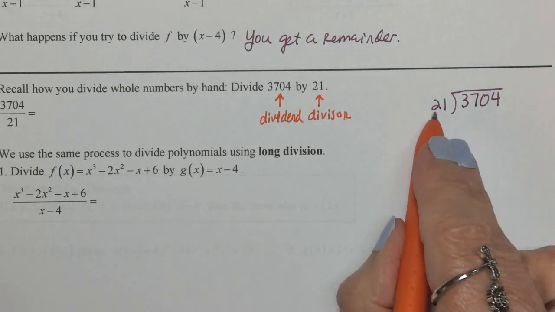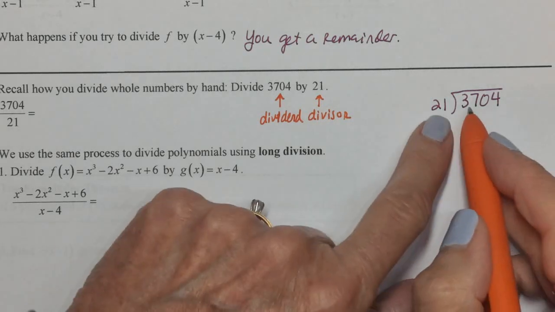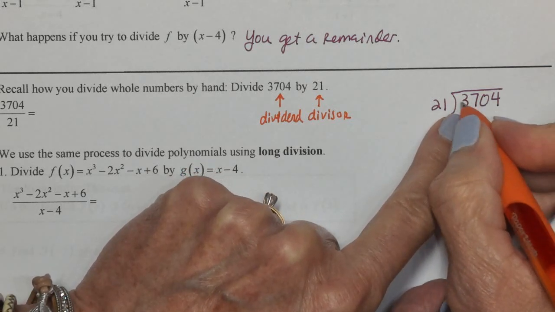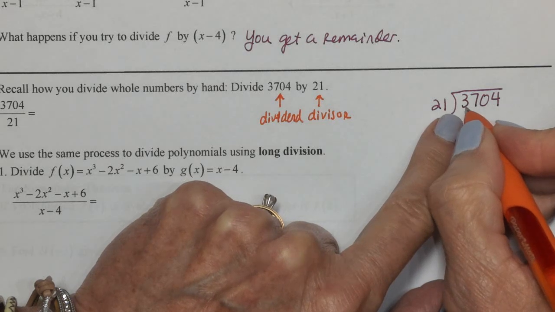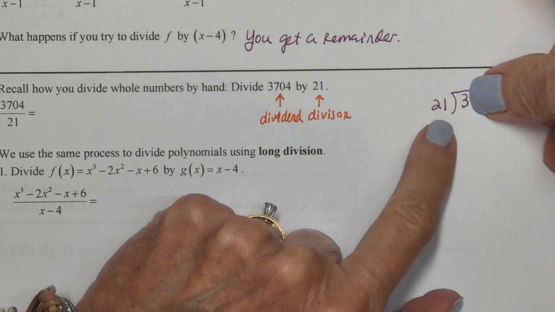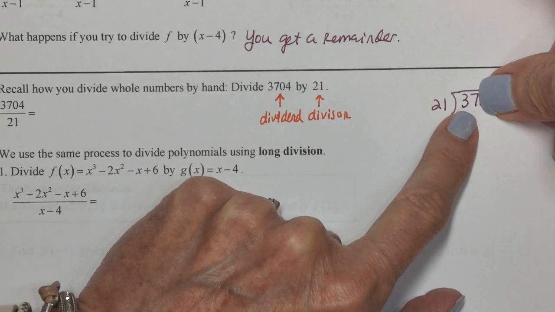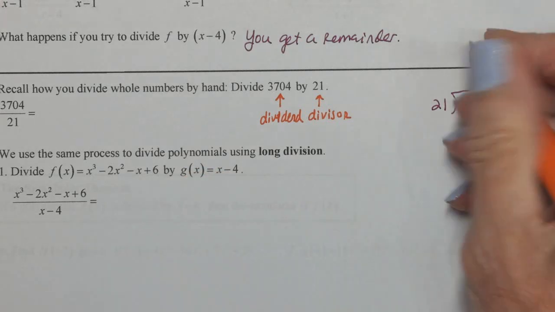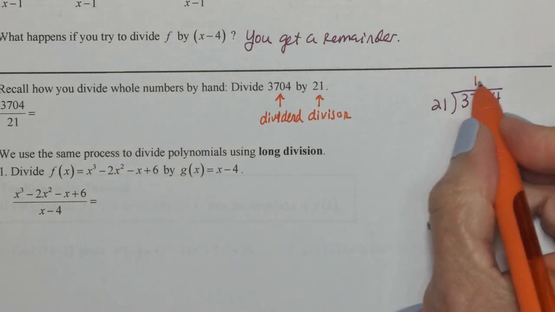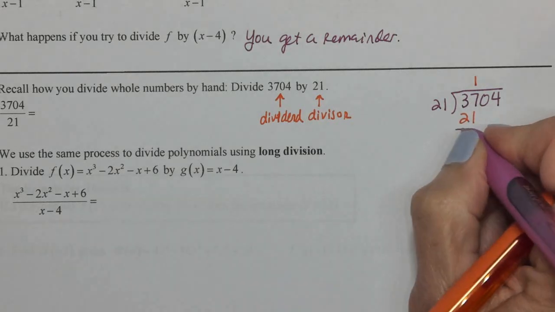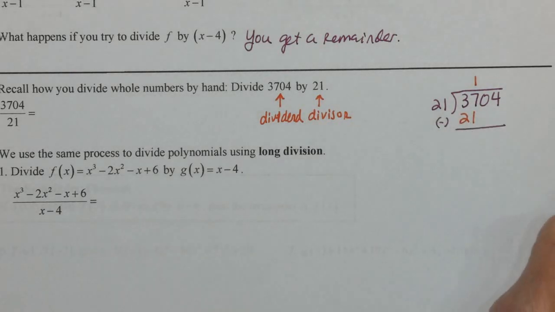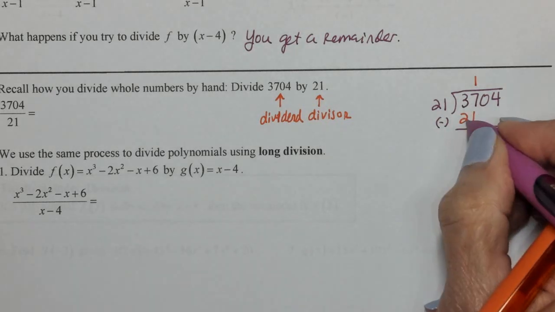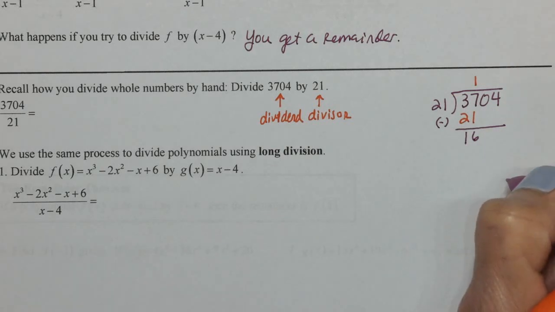Well, I would say, okay, 21 goes into 37. I'm not going to look at the entire thing. I would begin by looking at the first number, but 21 is bigger than 3, so I would go to the second number. How many times does 21 go into 37? Well, only one time. And then I multiply those together, get 21. And then we subtracted this, right? So 7 minus 1 is 6. 3 minus 2 is 1, right?